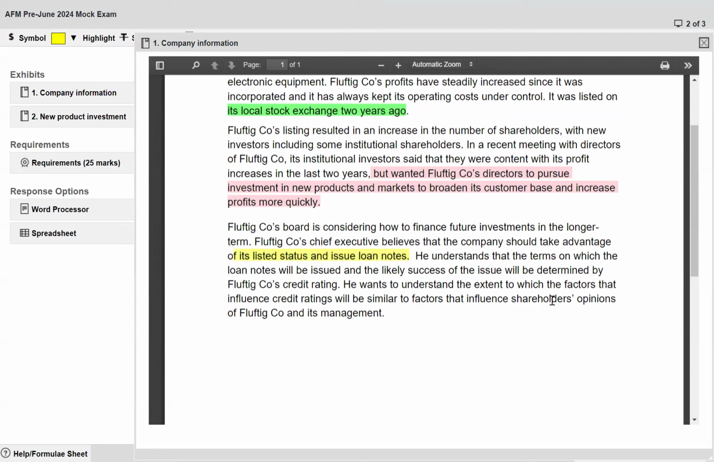Understands that the terms on which the loan notes will be issued and the likely success of the issue will be determined by the credit rating of Flatfig. He wants to understand the extent to which the factors that influence the credit rating will be similar to the factors that influence shareholders' opinions of Flatfig and the management. So that's where the second part of the question is coming from.